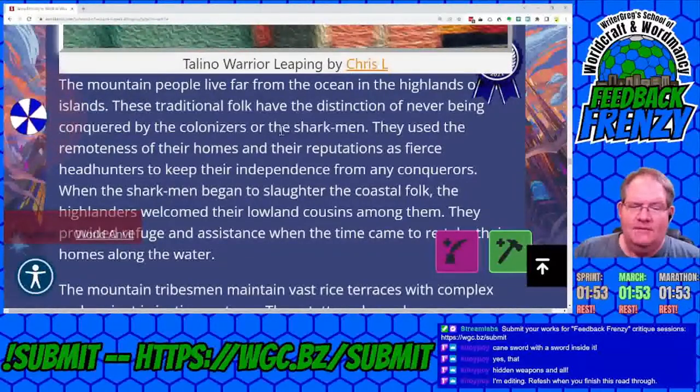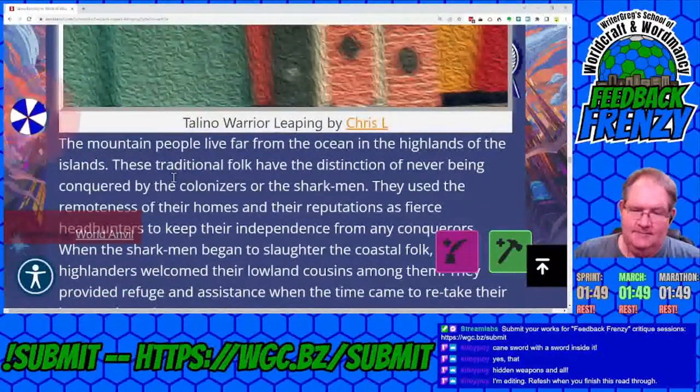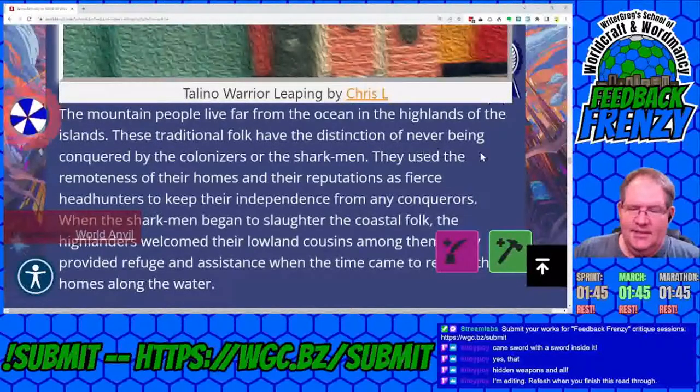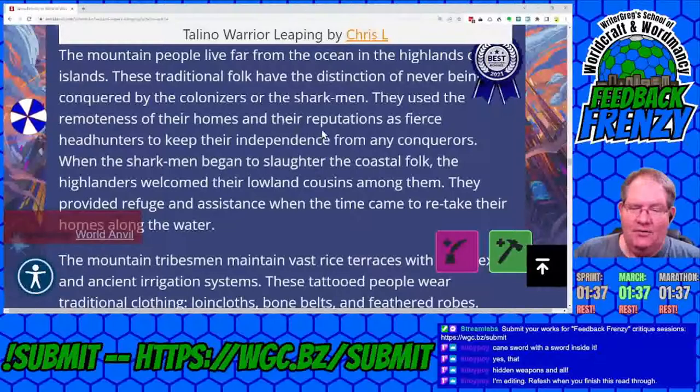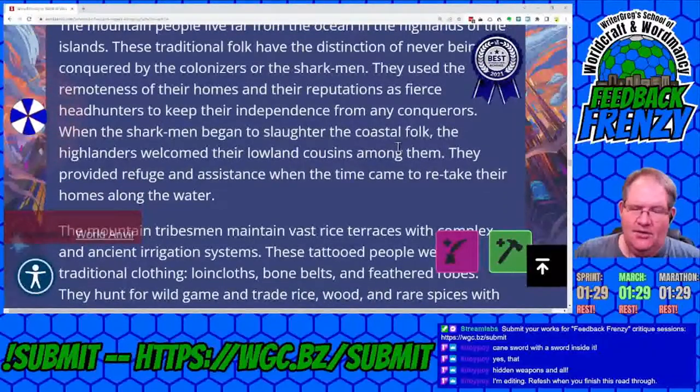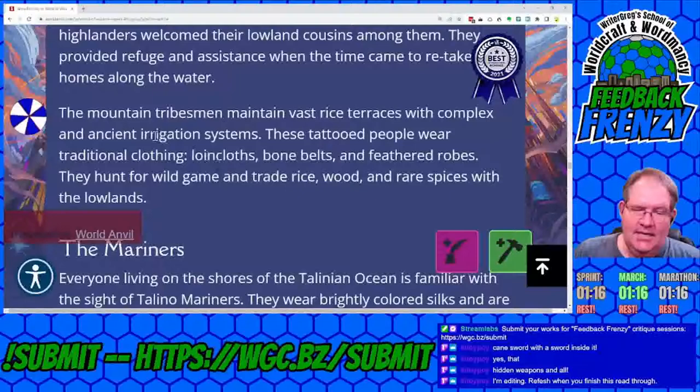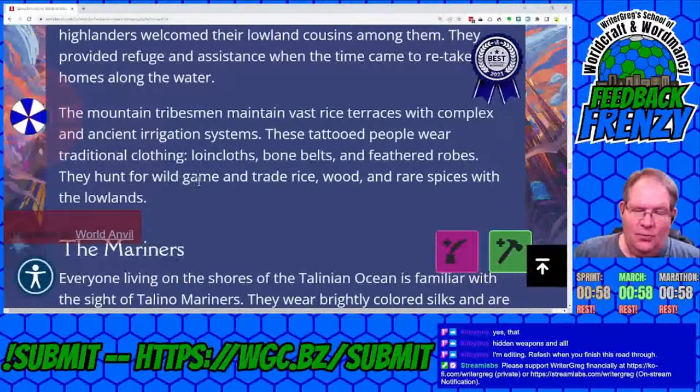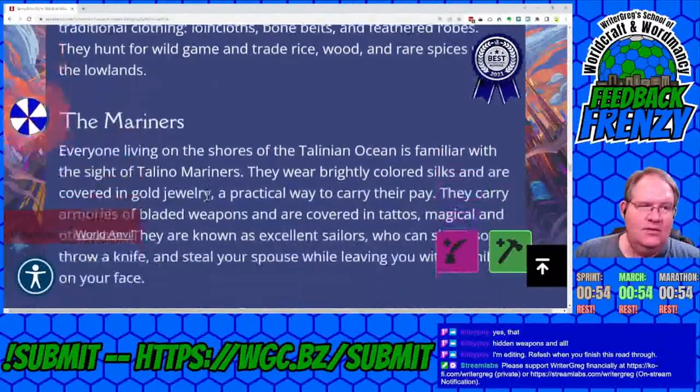Will do. The mountain people live far from the ocean in the highlands of the islands. These traditional folk have the distinction of never being conquered by the colonizers or the shark men. They used the remoteness of their homes and their reputations as fierce headhunters to keep their independence from any conquerors. When the shark men began to slaughter the coastal folk, the Highlanders welcomed their lowland cousins among them. They provided refuge and assistance when the time came to retake their homes along the water. The mountain tribesmen maintained vast rice terraces with complex and ancient irrigation systems. These tattooed people wear traditional clothing, loincloths, bone belts, and feathered robes. They hunt for wild game and trade rice, wood, and rare spices with the lowlands. The Mariners.